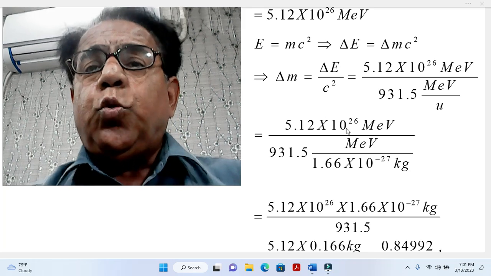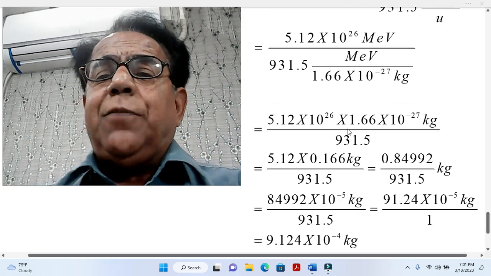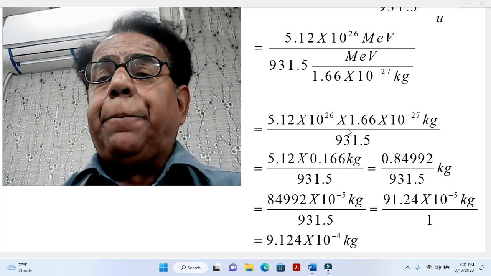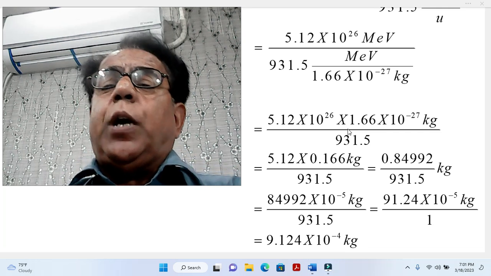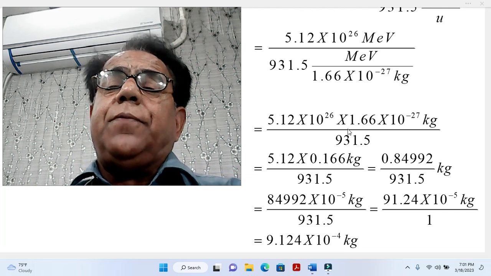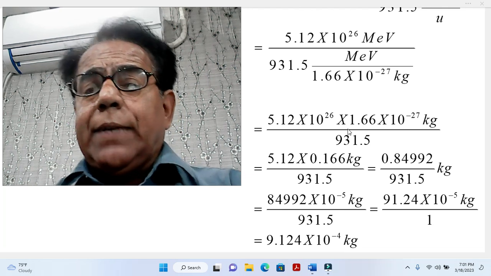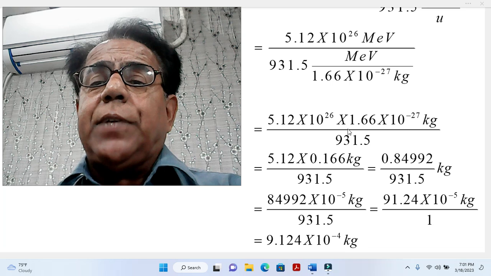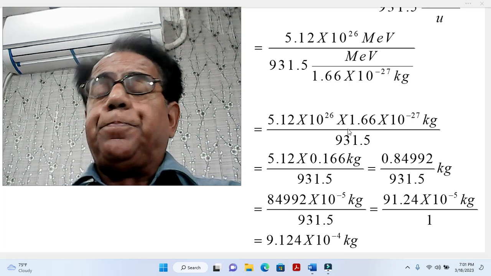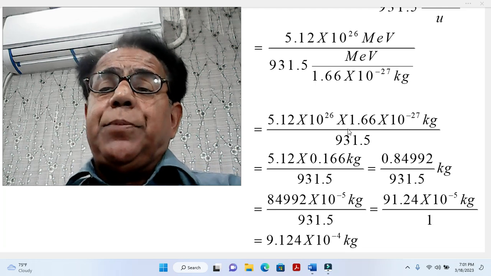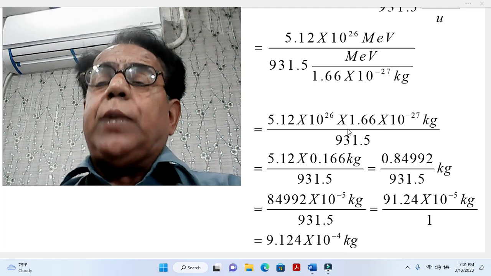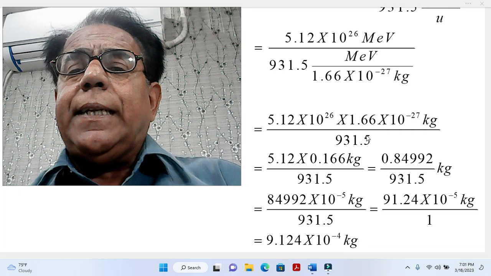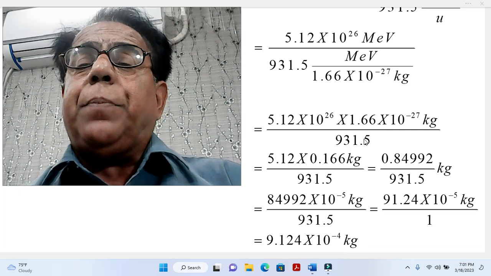So delta M becomes equal to 5.12 into 0.166 kg divided by 931.5. This alternatively becomes equal to 0.84992 over 931.5 kilogram. This alternatively becomes equal to 84992 into 10 raised to the power minus 5 kilogram over 931.5. This alternatively becomes equal to 91.24 into 10 to power minus 5 kg divided by 1. This alternatively can be written as 9.124 into 10 to power minus 4 kg.